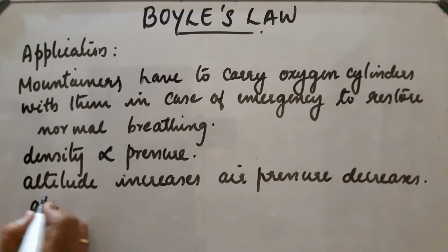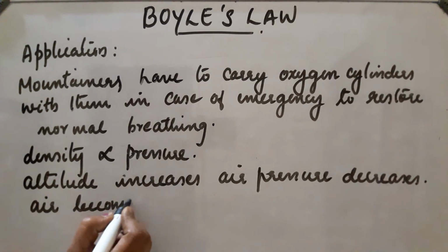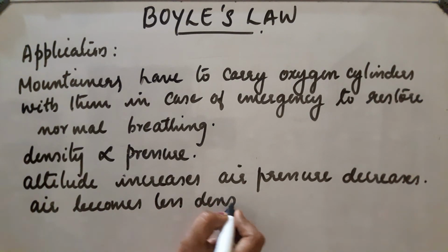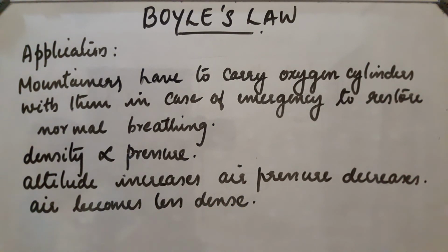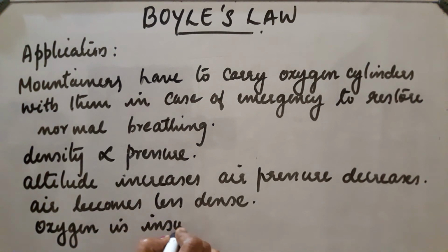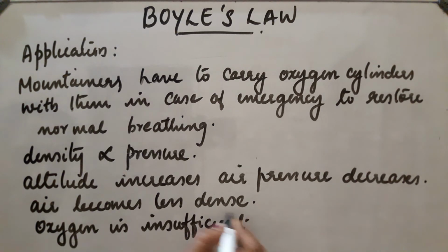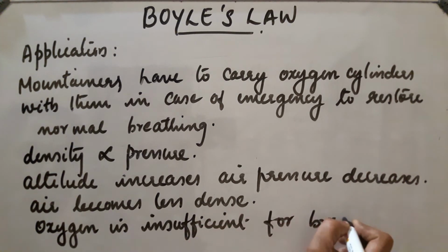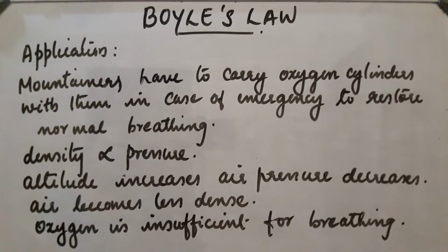At the top the air becomes less dense. That means fewer oxygen molecules are there in a small volume. So in a small volume the oxygen density will be less, so fewer oxygen molecules will be available. In such cases the oxygen is insufficient for breathing, so they use oxygen cylinders. This is the important application of Boyle's law.